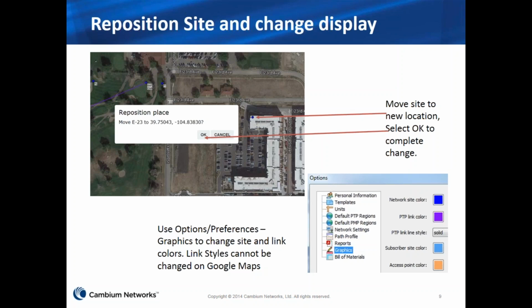We've also changed the ability so you can change the color of your sites and your links using the standard default options in the same way that you can see them on the offline view. What we can't do at the moment, unfortunately, is change the link style, so you can't have dashed lines. You can only get a solid line on the Google Map view. The site size and line thickness are controlled by using the sliders on the offline map view, and then it changes in both map views.